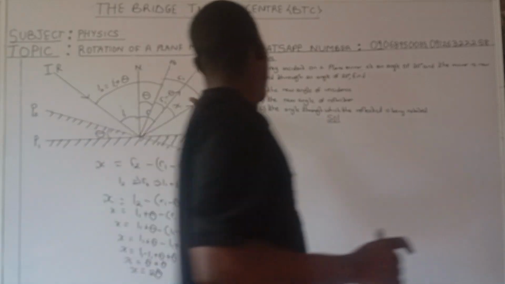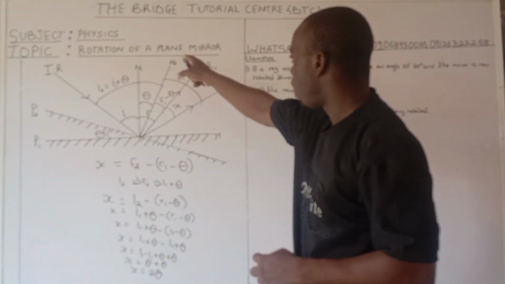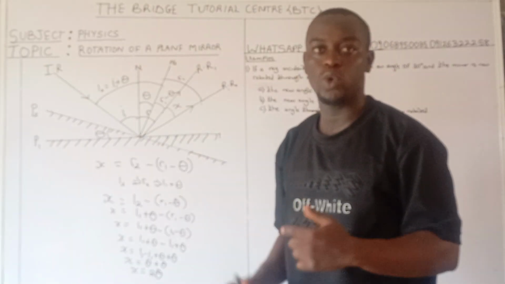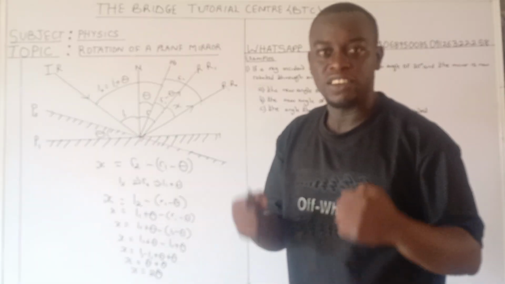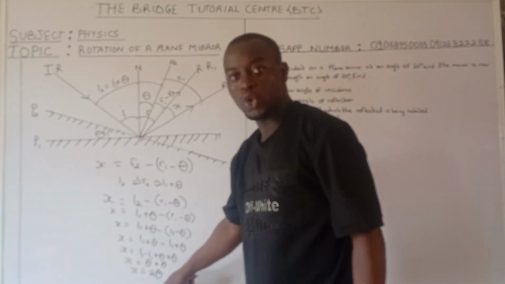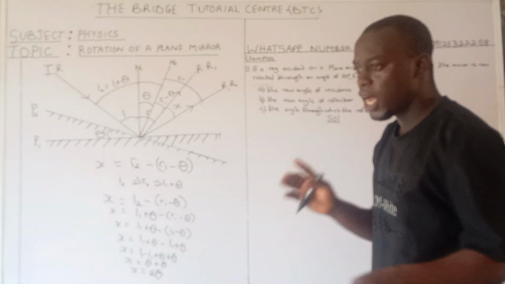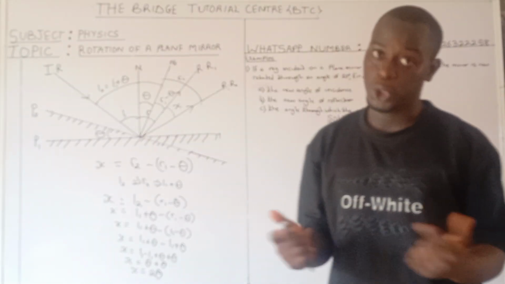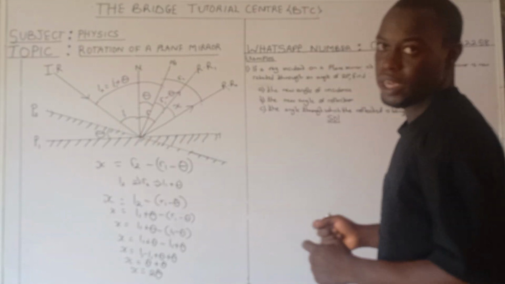Okay, so we are now done with the proving of our subtopic, which is that whenever a mirror, specifically a plane mirror, is rotated through an angle theta, the reflected ray will rotate through an angle 2 theta. So now let's take a look at some examples. We have two different cases that can come out in both your JAMB and post-UTME. So let's take a look at the first example in the first case.